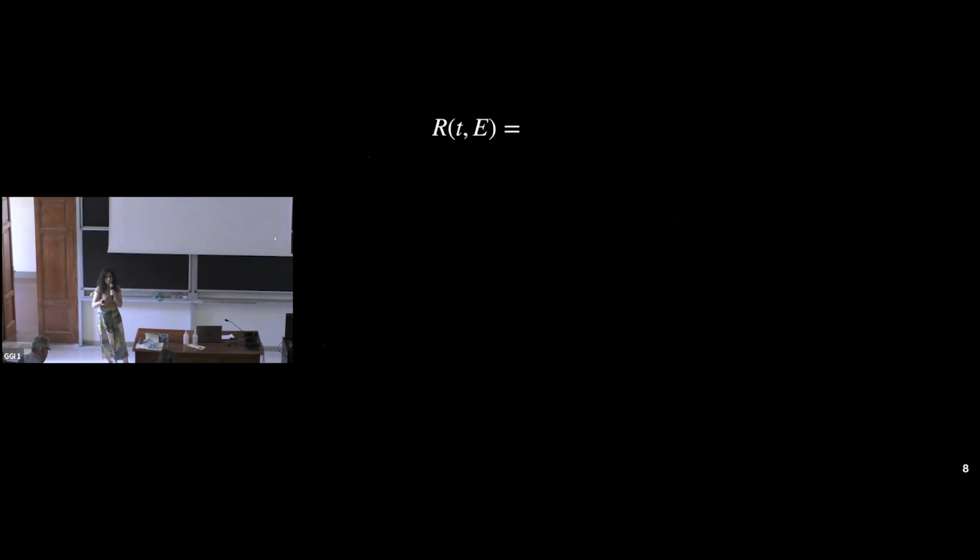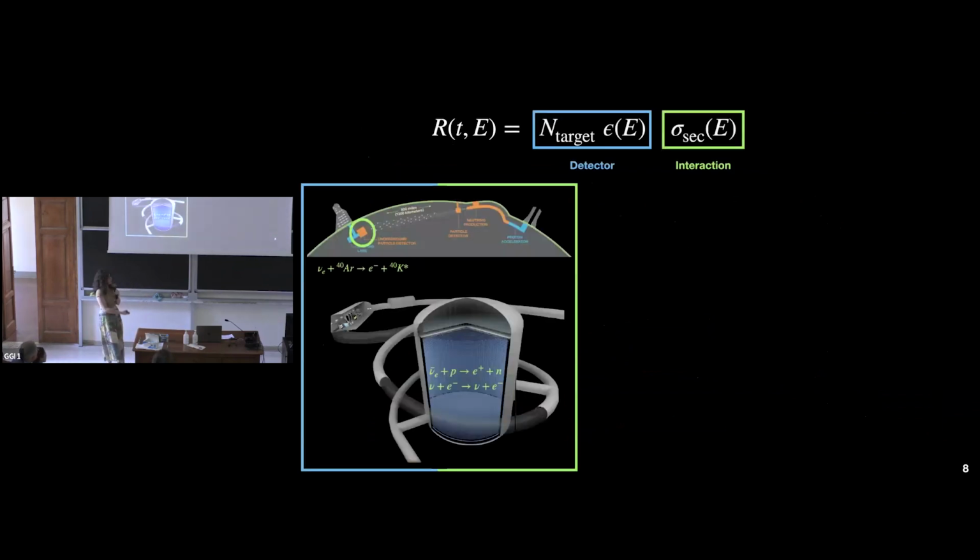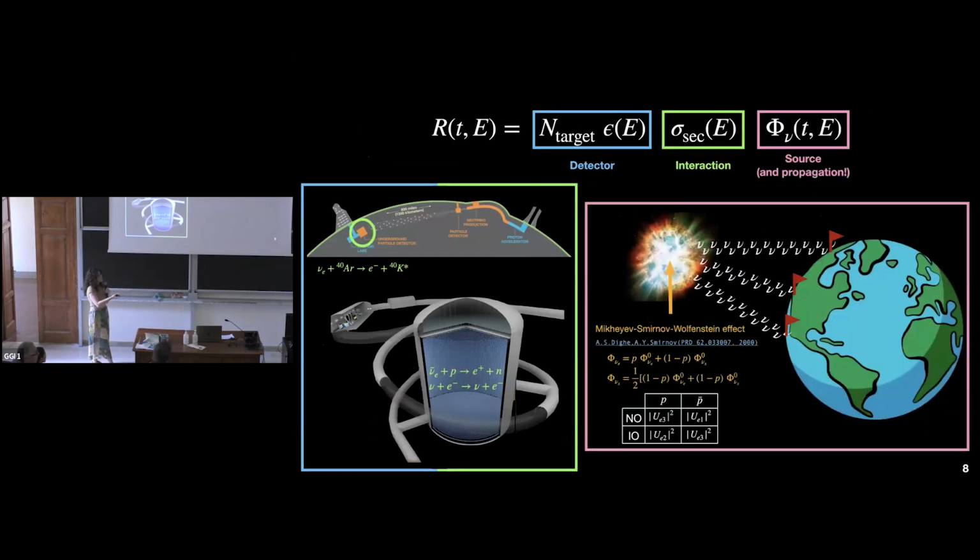When we have to estimate the interaction rate at the detector, we have to take into account both the detector features and also the features of the interaction channels, but also the features of the source and then all the propagation effects.